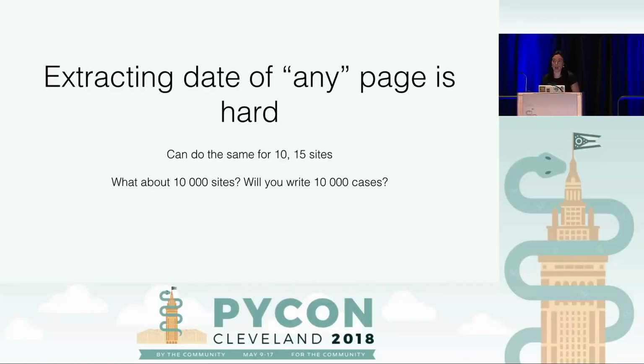We can keep on adding cases for different websites, 10, 15 sites, 100, 1,000 maybe. What about 10,000? What about 50,000? Are we going to write a program that has 50,000 cases? It quickly gets unwieldy.